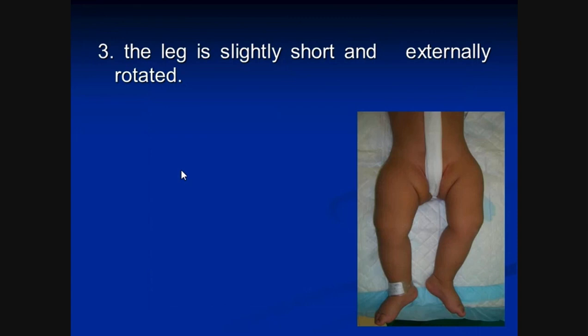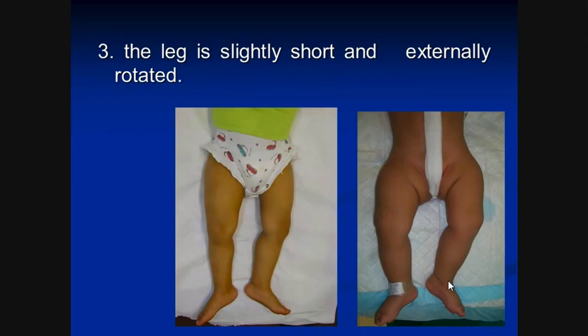Here, what is the deformity? Where is the problem? Right, in the left. Yes, shortening and slightly externally rotated. Slight external rotation is also another sign for dislocation. But here the left side looks short and in an externally rotated position. Also here the left side is affected by DDH.